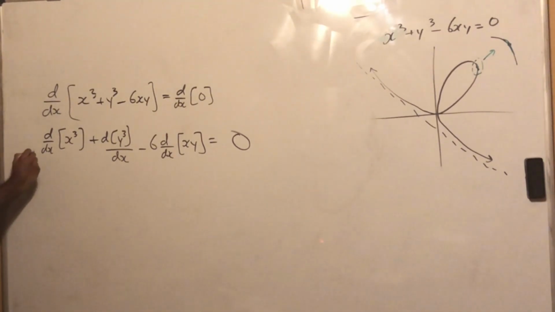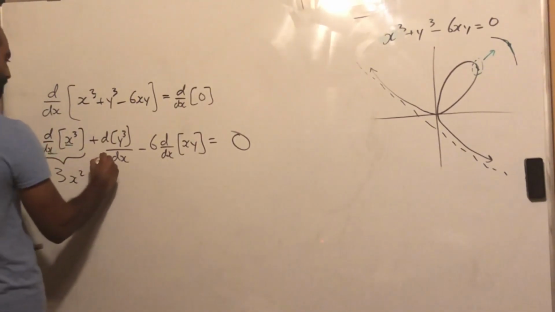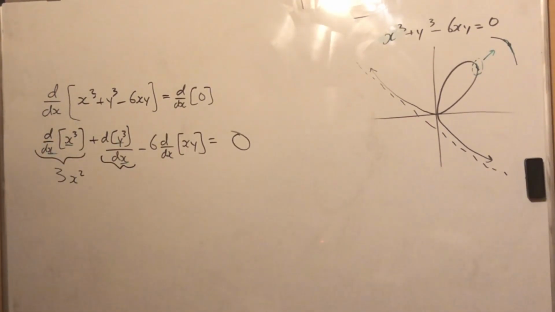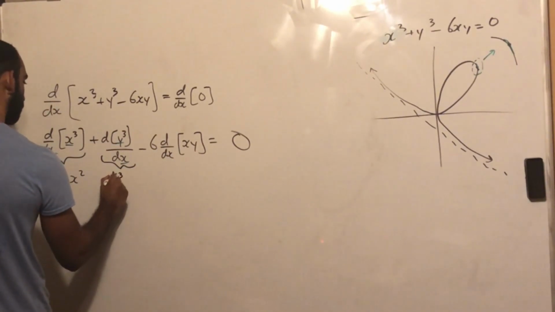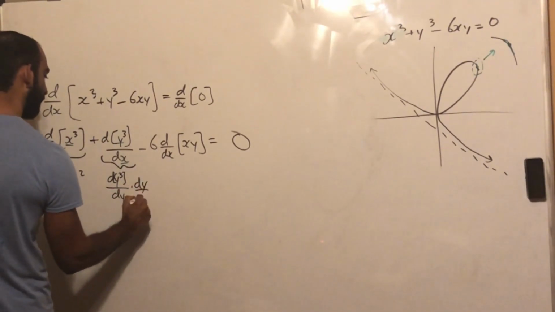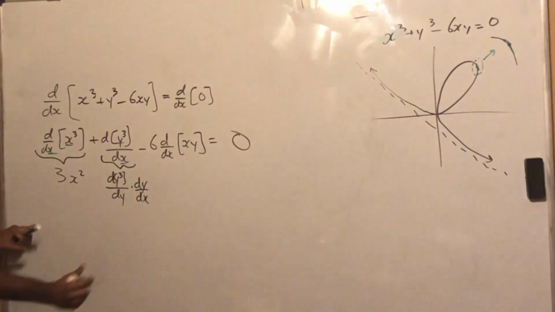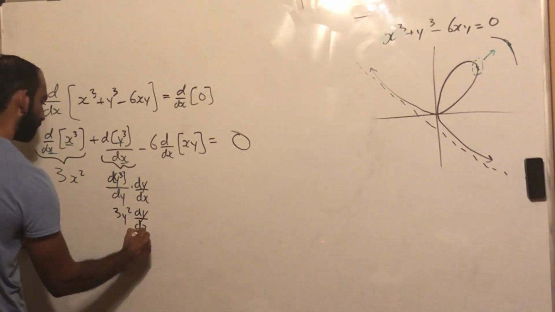So, Victoria, help me out here. What is this first derivative? 3x squared. Right. The variables match, so it's a simple 3x squared. In this one though, the variables don't match, so I need to do what rule? The chain rule. This guy is the derivative of y cubed with respect to y times the derivative of y with respect to x. That's 3y squared. But again, don't forget the dy/dx because that is part of your chain rule.